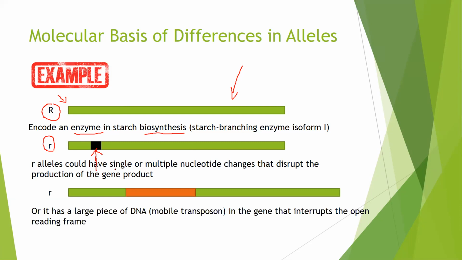There's another possible way for the mutation. For example, in the genome of any organism, there exists something called the mobile transposon. We're going to learn this in more detail in the future. Here, I just want you to know that some DNA fragments can move from here to there. That's why we call this kind of DNA mobile DNA or mobile transposon.